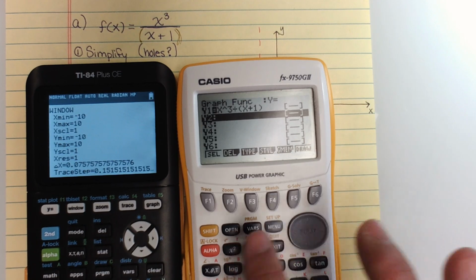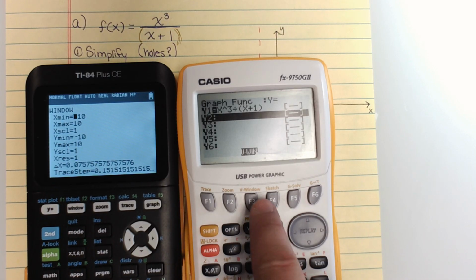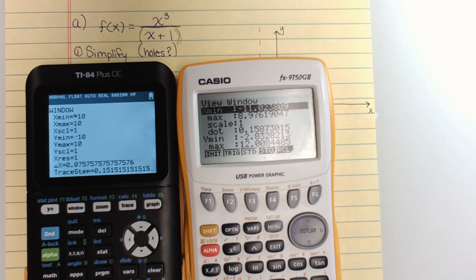Your window will tell you your viewing window, which on the TI is just this button, on your Casio, Shift and F3 will get you to your viewing window. Generally, most of the time, -10 to 10 is going to do what we need. My TI is already there, my Casio is not. Casio is really easy to change.